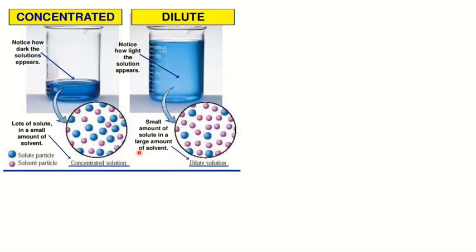Look, here the amount of solute is the same, but in this solution the amount of solvent is less, and in this solution the amount of solvent is more. So the same amount of solute is dissolved into less solvent here and into more solvent here. So this solution is dilute compared to that solution, because here the amount of solvent is more.